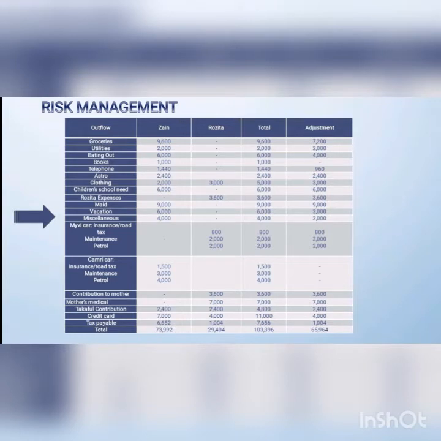Here is the risk management. As we look down to the risk management calculation for both Zain and Rozita, the total risk management for Zain is Rm 73,992 and for Rozita is 29,404. The total risk management amount is 103,396. So we have made a proper adjustment of the amount to 65,964 for them for better savings.